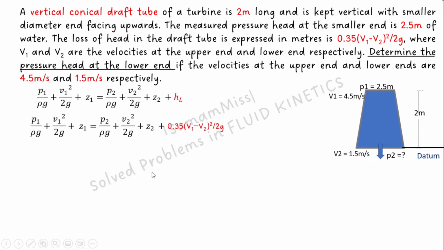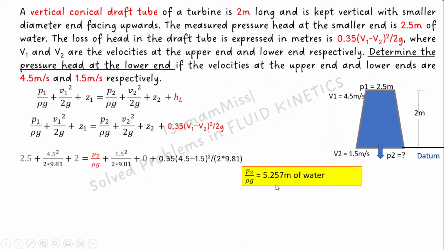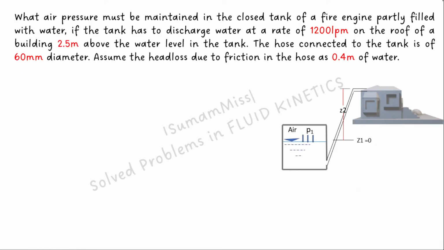So you can substitute the values and simplify this expression. You will get P2 by rho g as 5.257 meter of water. So the pressure head available at this lower end is equal to 5.257 meter of water. So please be thorough with the conversion of units. This is one of the field problems.